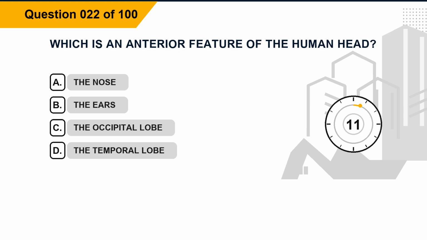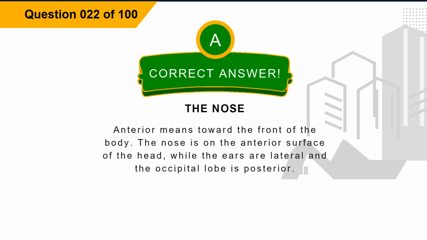Question 22. Which is an anterior feature of the human head? Option A, the nose. Option B, the ears. Option C, the occipital lobe. Option D, the temporal lobe. The correct answer is option A, the nose. Explanation: anterior means toward the front of the body. The nose is on the anterior surface of the head, while the ears are lateral and the occipital lobe is posterior.